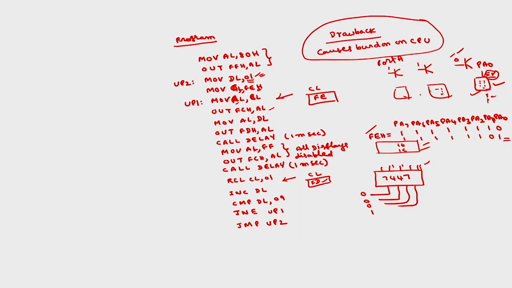In order to avoid this, we can use a dedicated IC. There is one IC called 8279, which is called a display controller. Using this display controller, we can directly connect multiple displays to the 8086. So this is about the 7 segment display interface. Now we will discuss how to connect high power devices to the 8086.